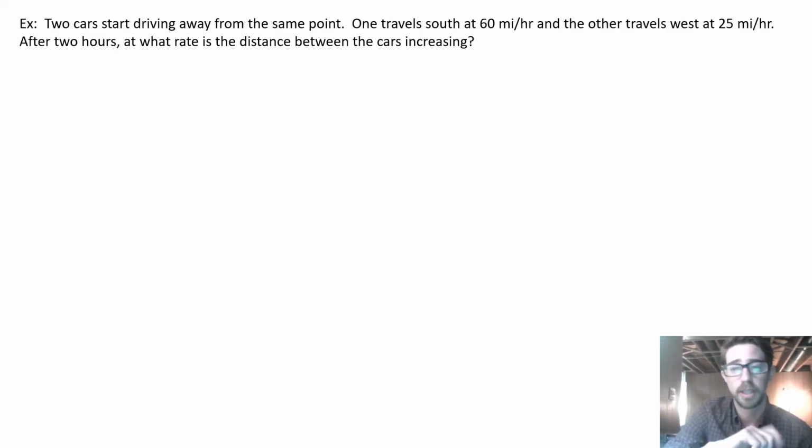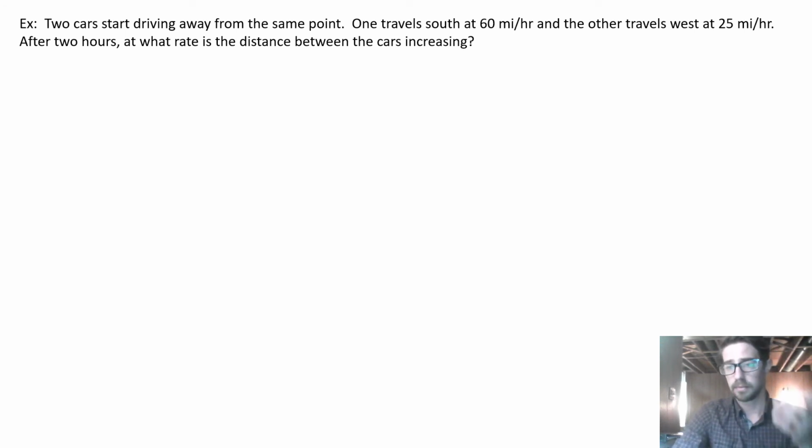Last one. This is going to be a little bit more complicated of a setup, but it's still just going to be some geometric thing that we differentiate both sides of. We have two cars start driving away from each other at the same point at the same time. One car is going south at 60 miles an hour, and the other one is going west at 25 miles an hour. That's all we know. After 2 hours, so right when t equals 2 hours, at what rate is the distance between the cars increasing? So we know how fast both the cars are going respectively, but what about how far they are apart from each other?